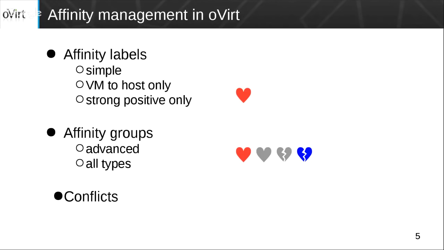So again, the relations can be strong or soft, meaning must or best effort, or positive, run together, or negative, run apart. Again, a VM can be required not to reside with other VMs, or to reside with other VMs. And the same goes for VM with hosts. Defining these types of affinity groups or affinity labels together might cause some logical conflicts that the user might create. I'll show some examples later on.